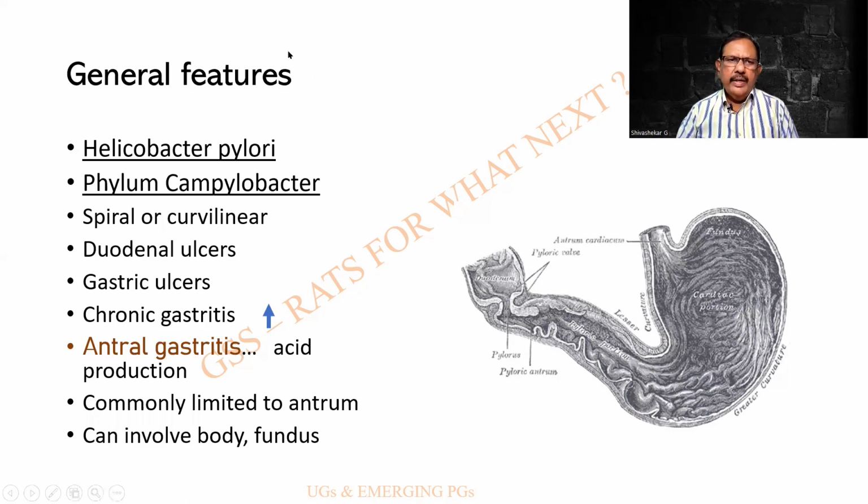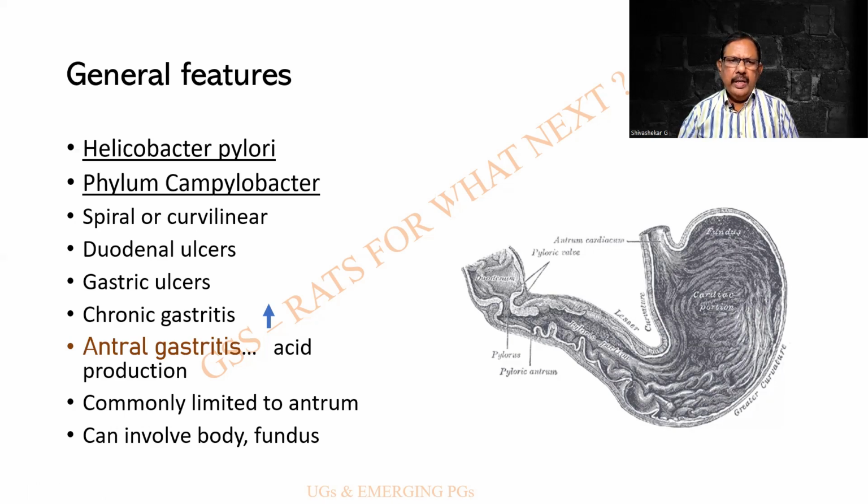The causative organism is Helicobacter pylori. It belongs to the phylum Campylobacter. Earlier, Campylobacter and Helicobacter were presumed to be the same. But this is more specific. Helicobacter pylori. The organism is spiral or curvilinear.